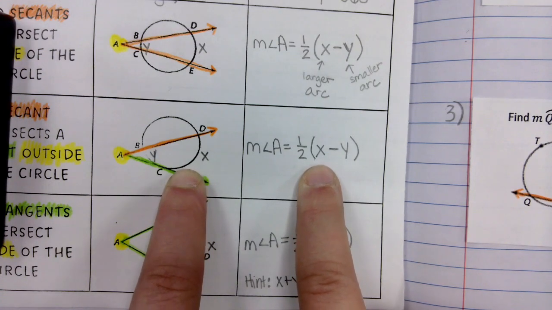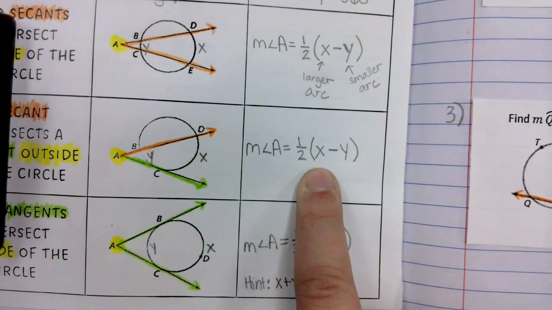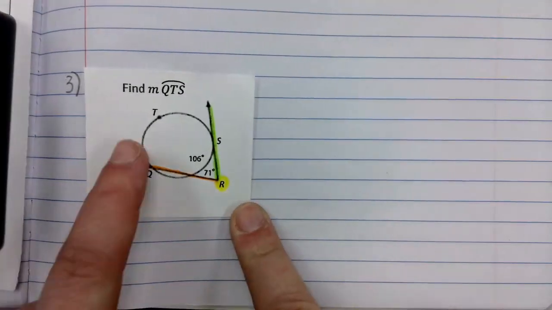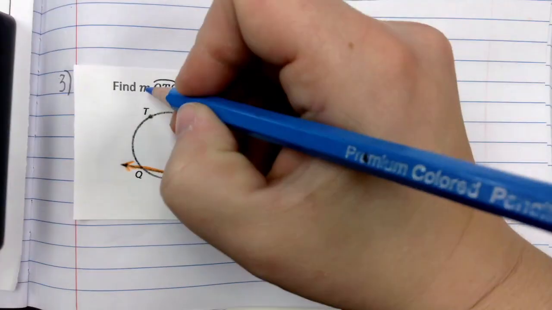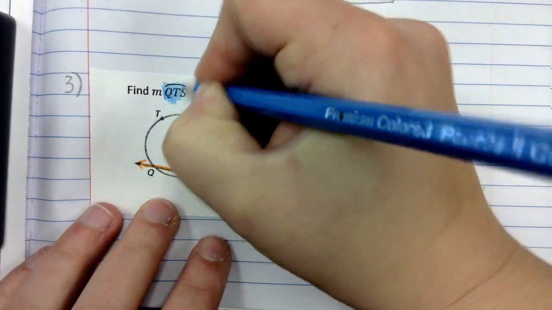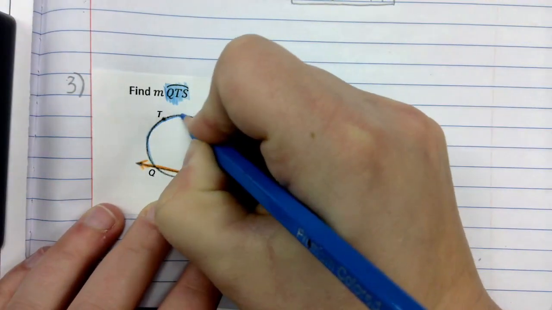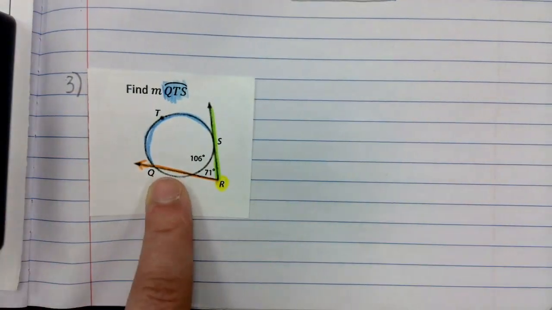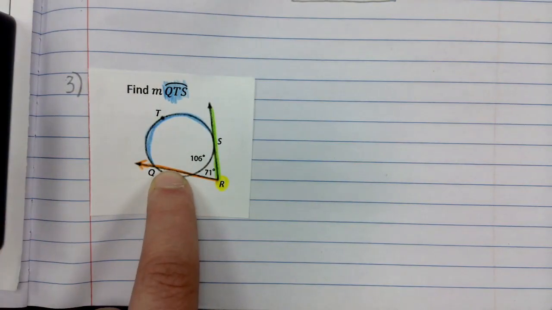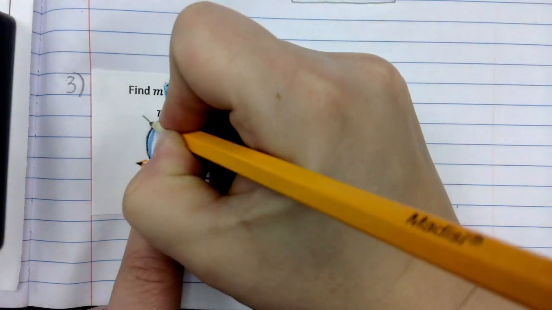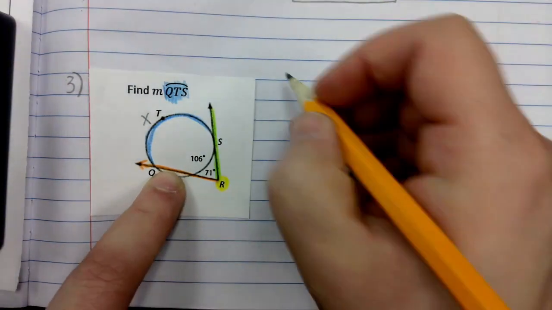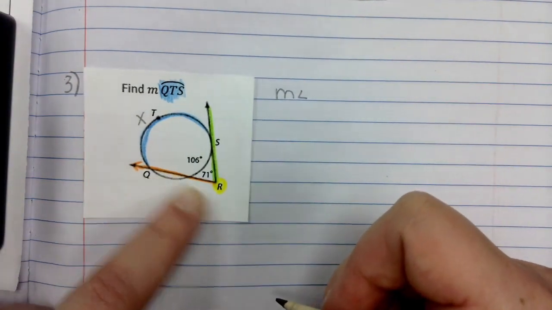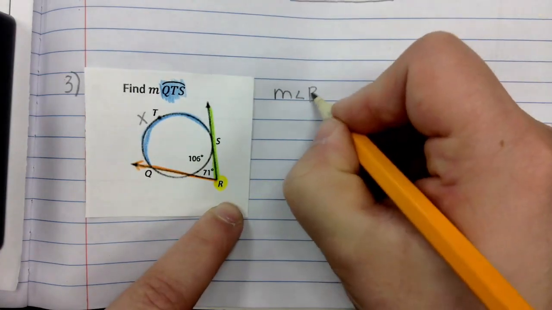So as we take a look at this, we're looking for QTS. So Q to T to S. Is that going to be the bigger arc or the smaller arc? Bigger. So let's label that our x. Okay, if you want to write down our formula, it was measure of angle, and in this case, we don't have to say A. We can say R would be fine. Equals 1/2. And our formula originally was just x minus y.